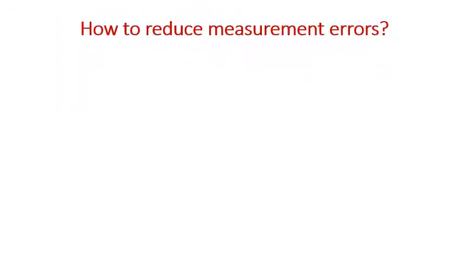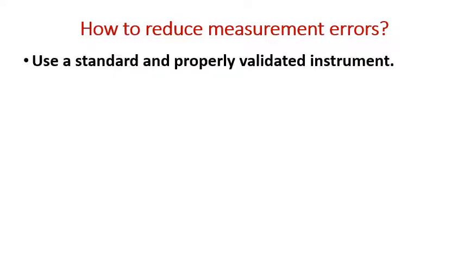Then the last topic, how to reduce measurement errors. What are the precautions to be taken for reducing measurement errors? First one, use a standard and properly validated instrument. Always use a standard and properly validated instrument for measurement. Then pre-test the instrument. It is better to conduct a pre-testing of the instrument before conducting the actual measurement.